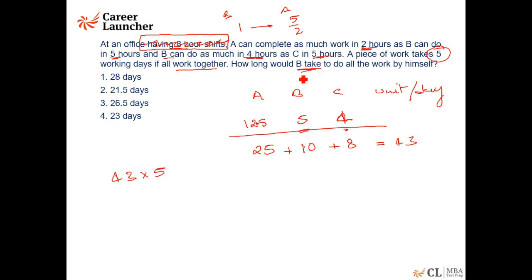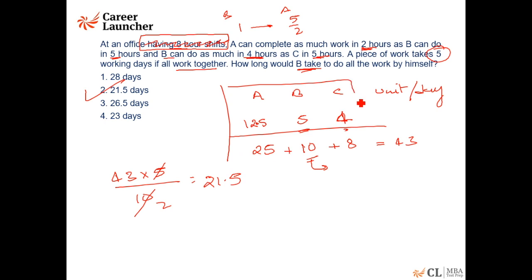How long will B take to do the complete work? B does the work in 10 days. B does the work at the rate of 10 units per day. So upon 10, 21.5. The key thing here was to understand this ratio. If you are given ratio of time, the reciprocal will become the ratio of work, or ratio of time and work you should be able to interchange. Secondly, the 8-hour shift was a complete waste of time.